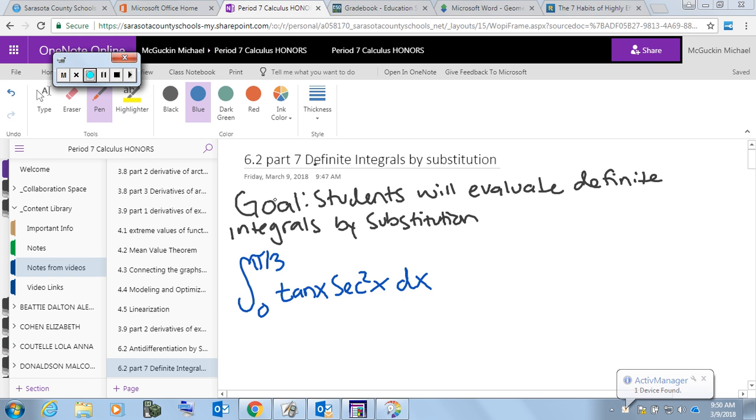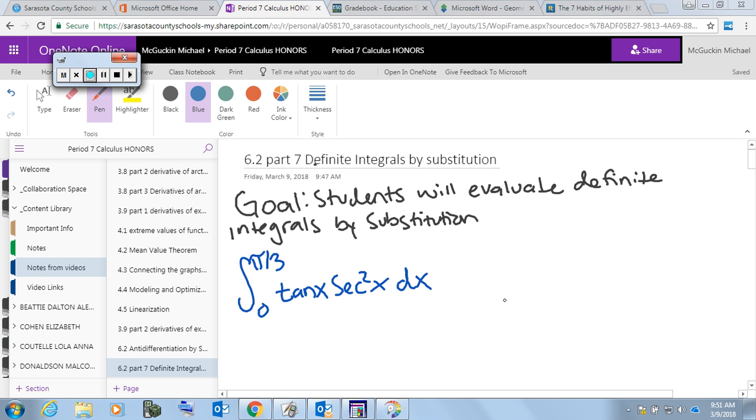Alright, ladies and gentlemen, in this video we have a goal to evaluate definite integrals by substitution. So far we've really just focused on indefinite integrals, not having any upper or lower limits attached to those integrals. So now we're going to look into actually integrating a definite integral via substitution. Let's take a look at the example that we have on the board.